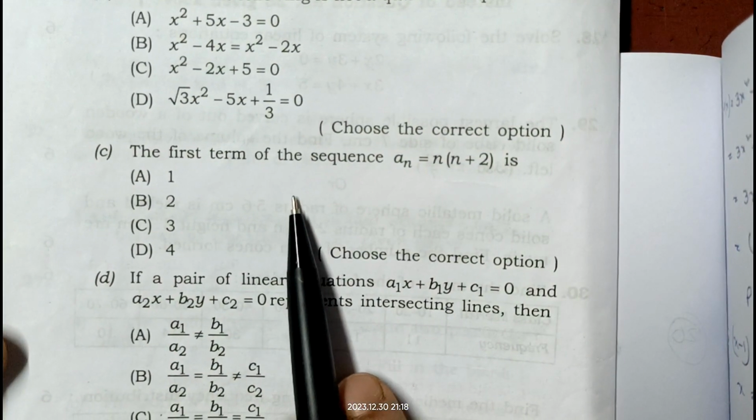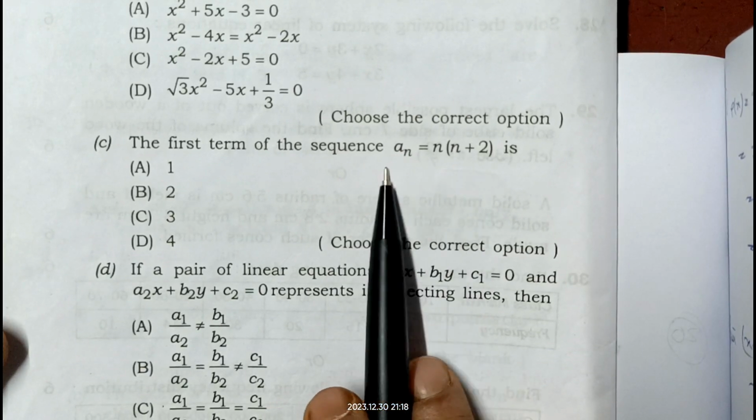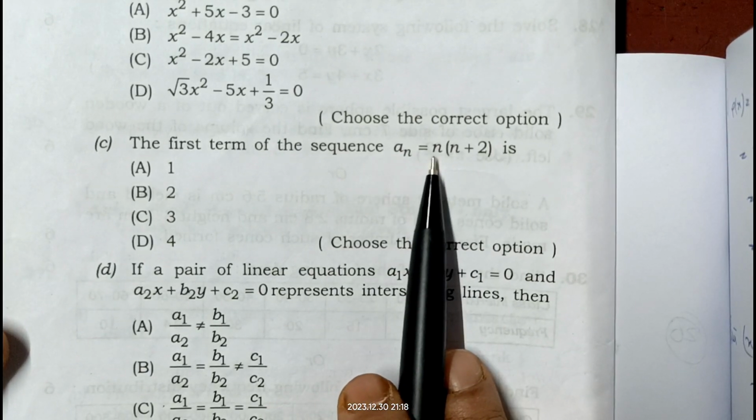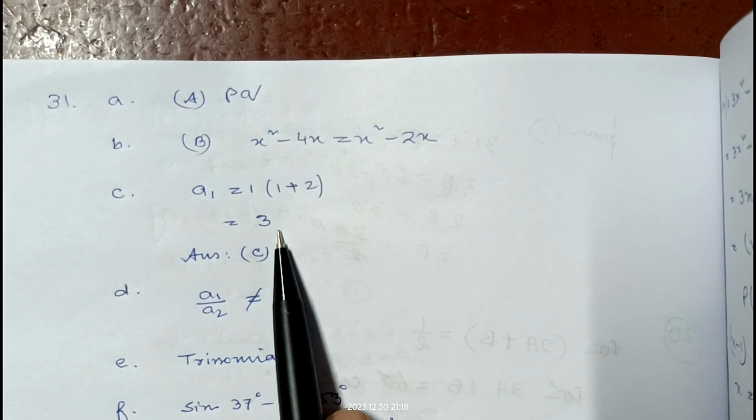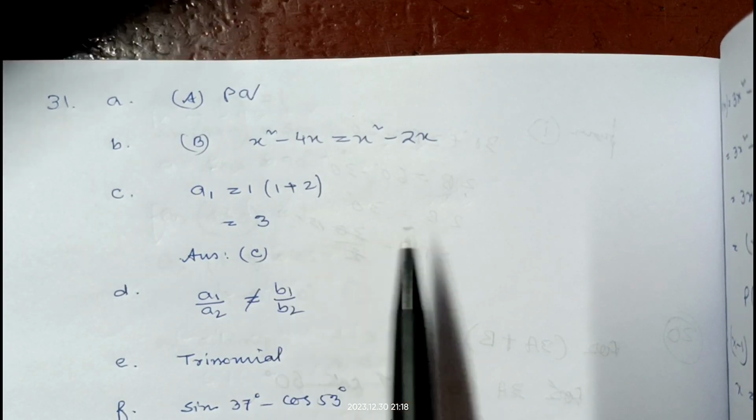The question number C, it is given first term of the sequence. For first term we have to replace n by 1. 1 into 1 plus 2, 2 plus 1, 3. So answer is the option C.